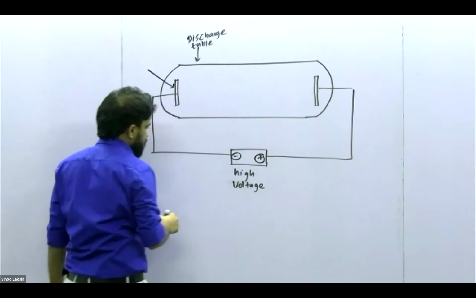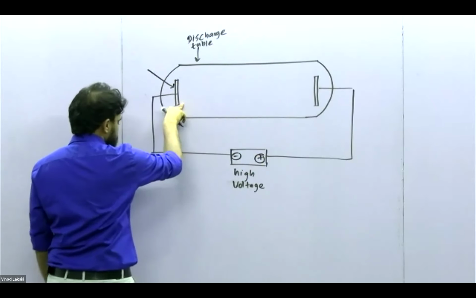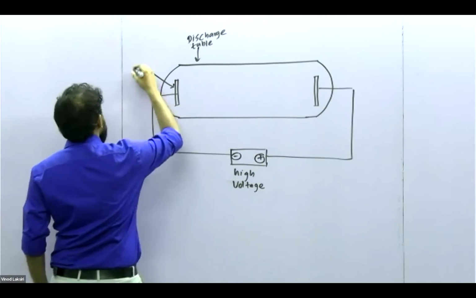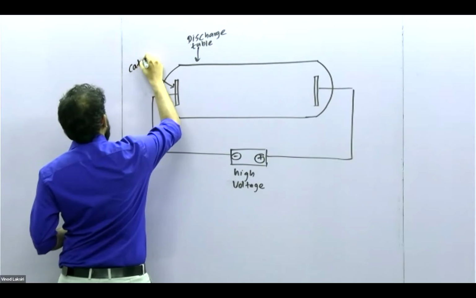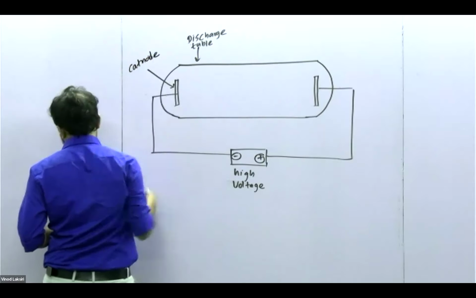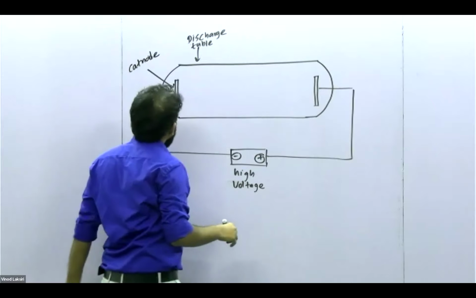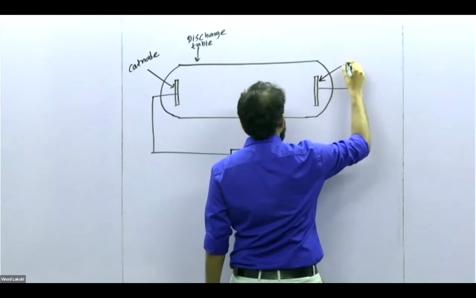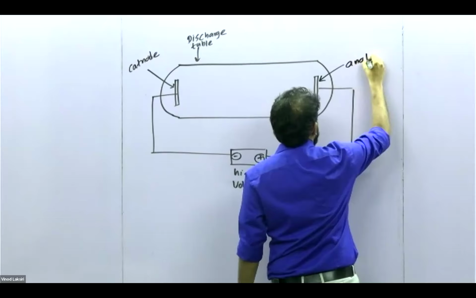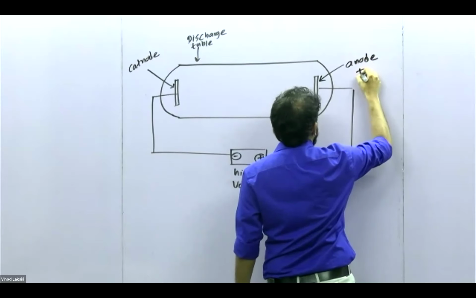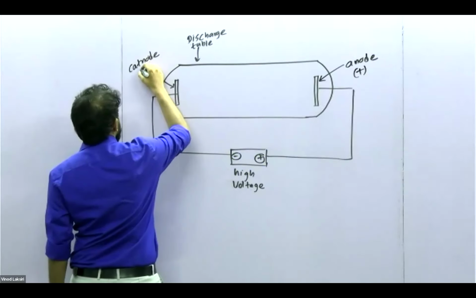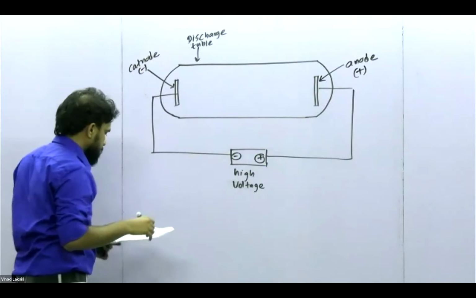The metal plate connected to the negative terminal of the high voltage is known as the cathode, right? And the metal plate connected to the positive terminal of the voltage is known as the anode, right? So the anode is positively charged, the cathode is negatively charged, right?